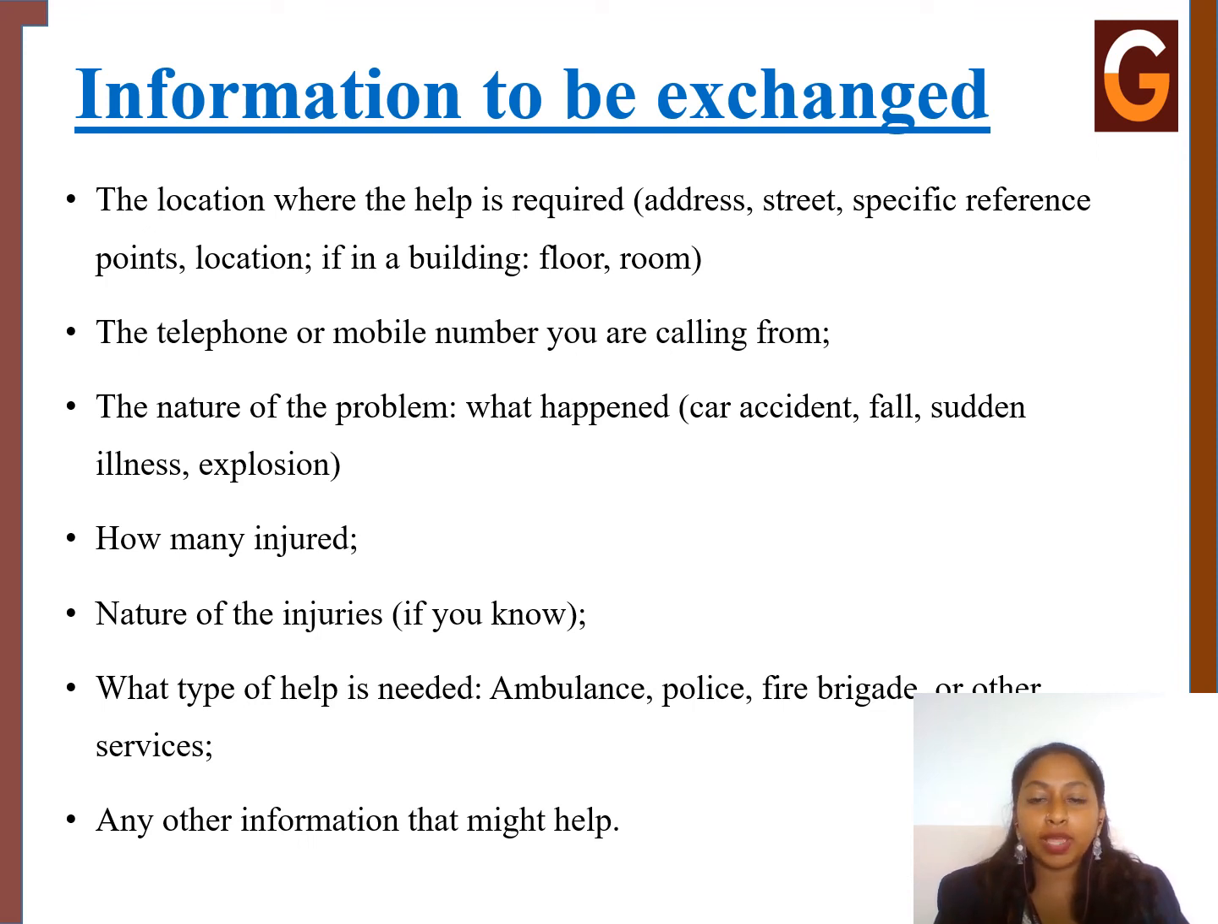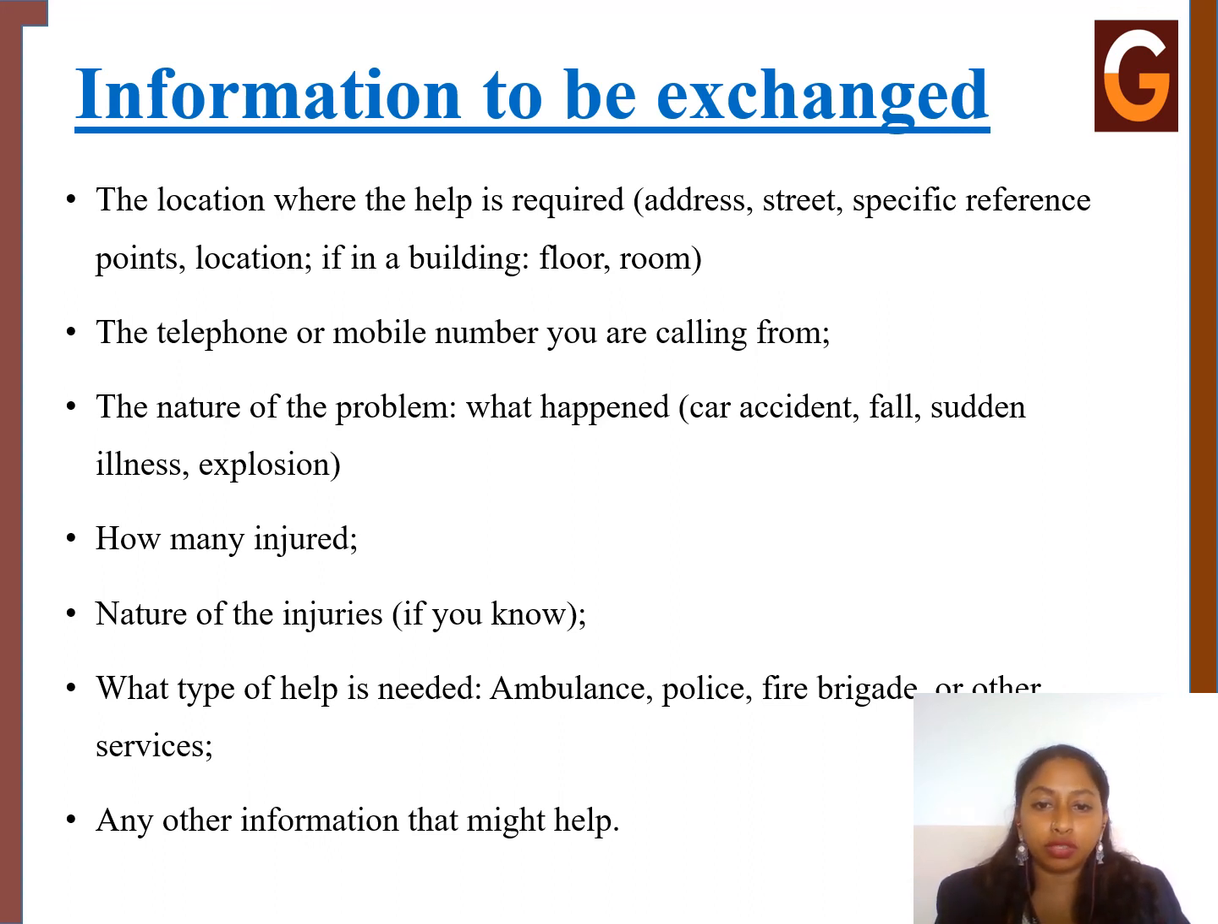First and foremost, where this happened, which is the location or the address. You need to give the location properly so that they can reach on time. The next thing is which telephone or mobile number you are calling from. That is also an important aspect that the patient, the bystander or the first aid giver should give to the people they are seeking help from, whether it is the police, the ambulance department, the hospital or the fire station.